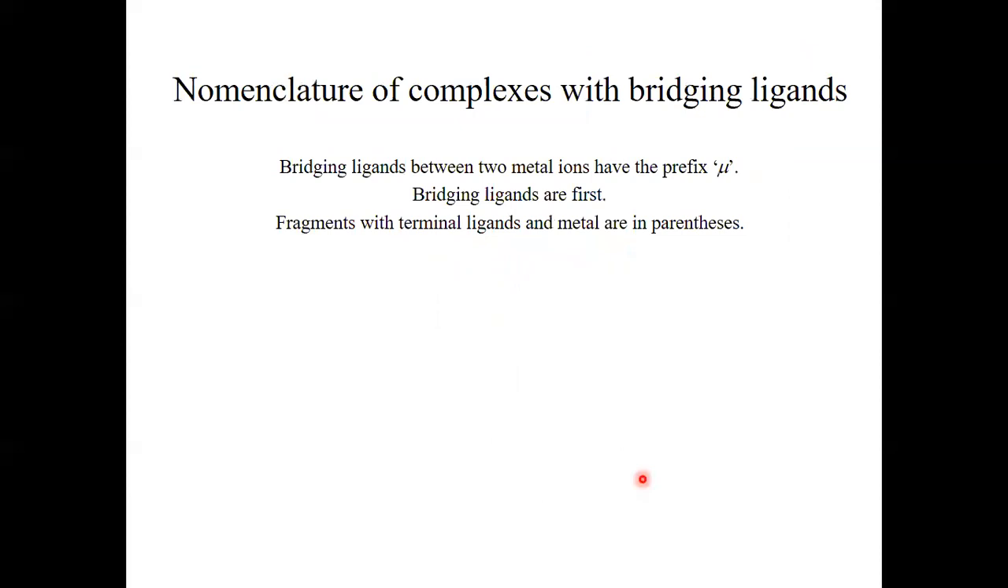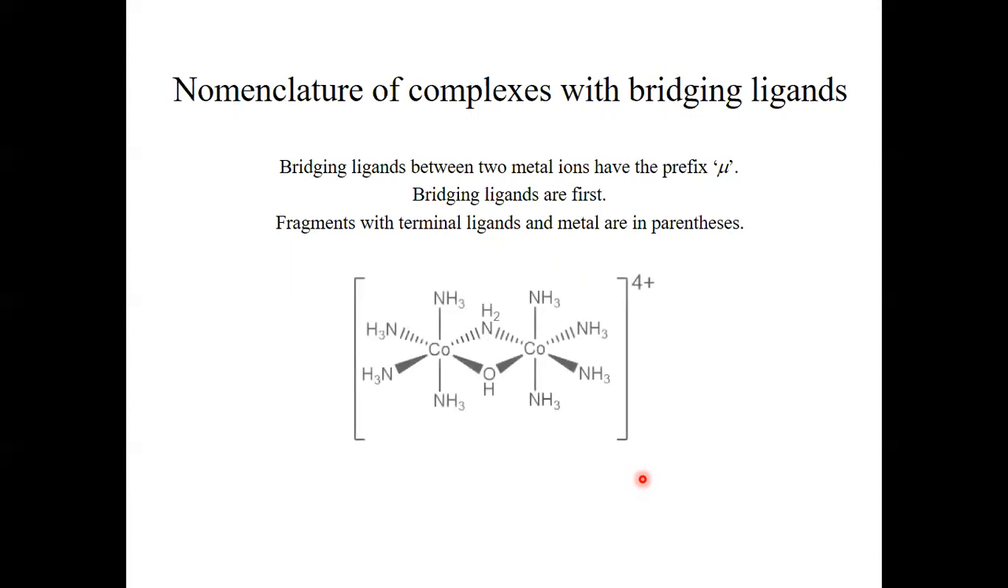Okay, so last but not least, it can be that a ligand is not terminal, but it's bridging. So when the ligand is bridging, then it gets a prefix mu. And ligands that are bridging are being named first, and all other rules apply as they have been used before.